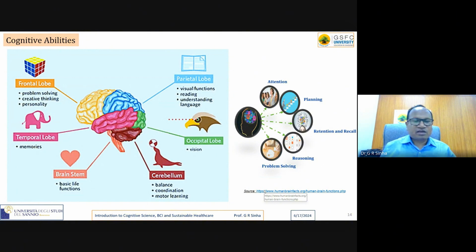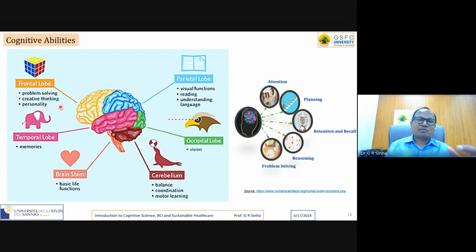So the other thing is cognitive ability. What is cognitive ability? The abilities of the brain in different parts. Like you see, the frontal area is mainly associated with problem solving, creative thinking, and personality traits, that is, how the personality is different from one person to another person.